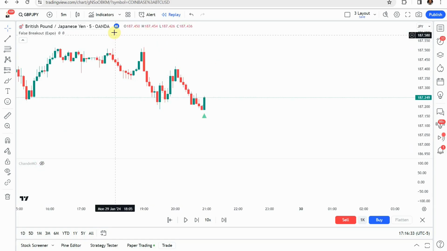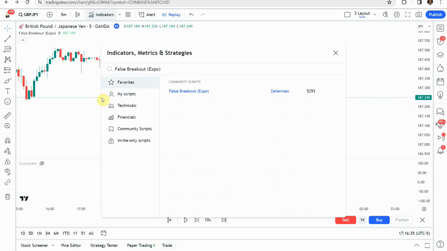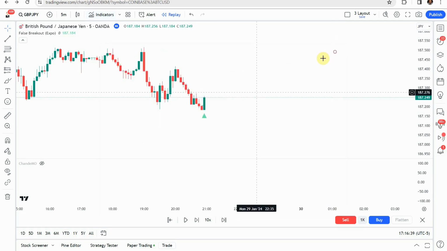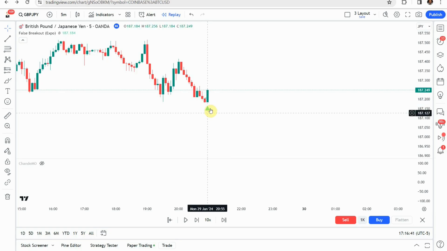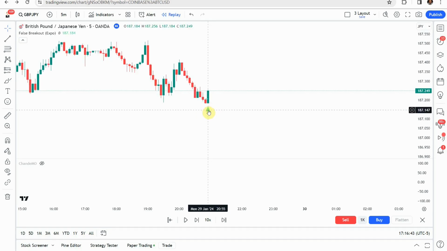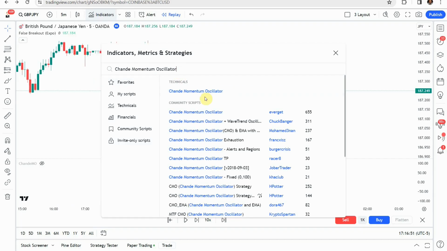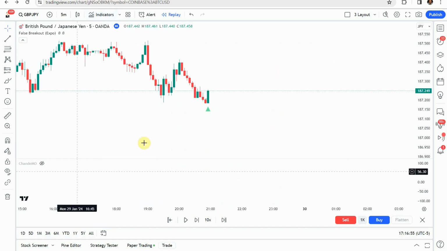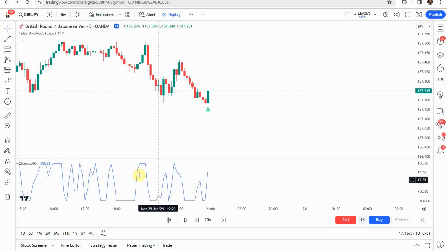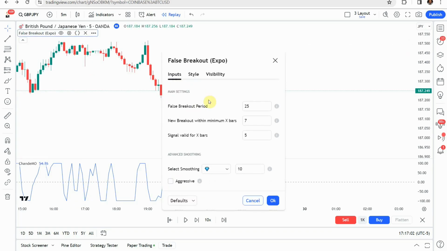The first indicator we will add to the screen is going to be the false breakout indicator, this one right here. You'll add that to the screen and it will give you these arrows right here, green arrows and red arrows. The next indicator you will add to the screen is going to be the Chande Momentum Oscillator, this one right here. It's the built-in one in Tradingview, and you'll add that to the screen and it will look similar to this right here. Let's go ahead and jump into the settings of the false breakout indicator.